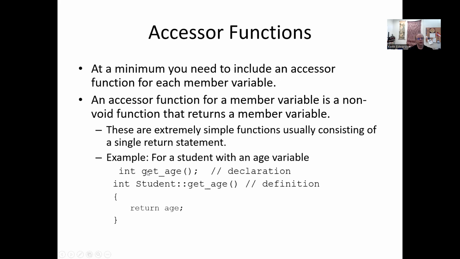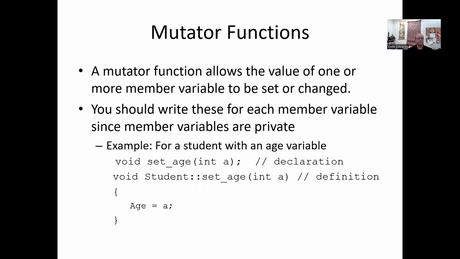So if we declared int getAge as part of a declaration for a student class, then at the bottom we would write the function definition, which would be: int is the return type. It belongs to the class Student. The scope resolution operator, and the function is getAge with no parameters needed. And the function body is just return age. So very simple to write. And later on, we'll see how we can actually write them inline to save a little bit of space.